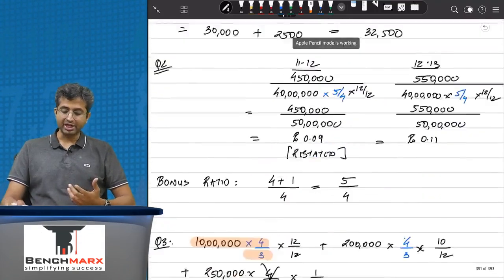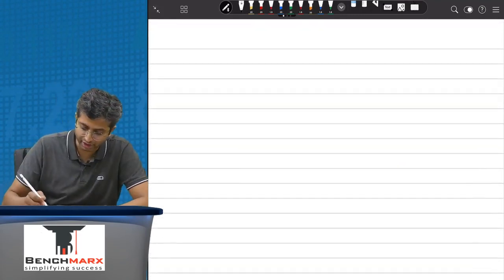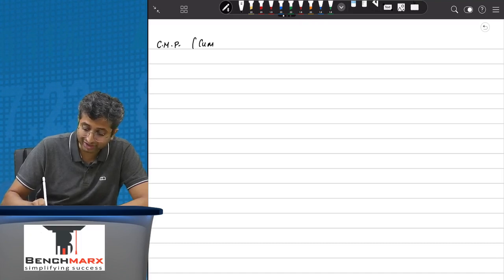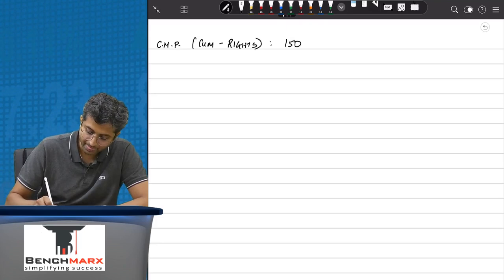Now comes rights issue. Now rights issue is actually a share issue for consideration. Then why are we studying this separately? Let us say the current market price of the company, let us say what we call as cum rights, which is including the benefits of right. This is before the share goes ex right, is let us say 150.